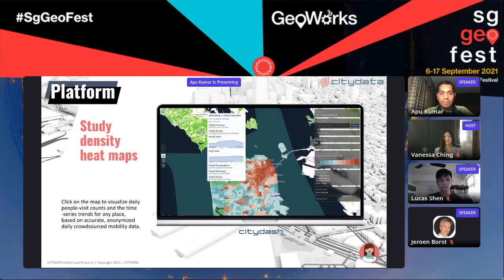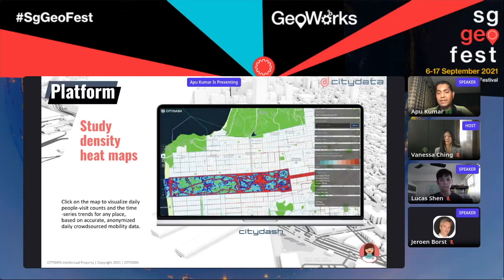So in this case, I've selected the city of San Francisco, and you can click on any part of the map to get a sense for how many people in that specific neighborhood or in that specific census block group, CBG. You get people counts, you get a sense for the actual heat map for that area. The heat map represents where exactly were the people in those places without actually revealing anything about individuals.